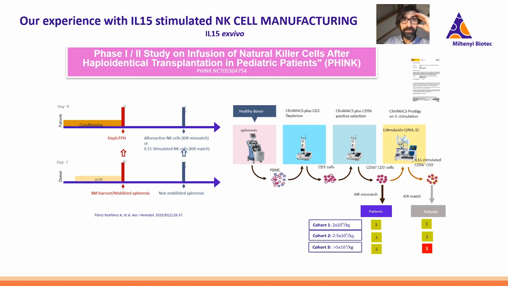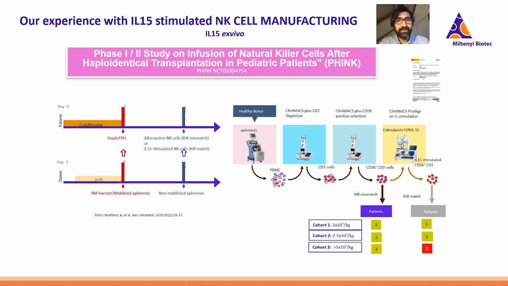Our last experience with IL-15 stimulated NK cells, we are performing in a trial right now. It's called PINK. We are doing haploidentical stem cell transplantation with any platform, post-cyclophosphamide, or CD45RA or TCR gamma delta, but we incorporate natural killer cells at day 7 into the graft. We can incorporate IL-15 stimulated NK cells if the donor and recipient are KIR matched, and we can infuse only alloreactive NK cells if donor and recipient are KIR HLA mismatched.